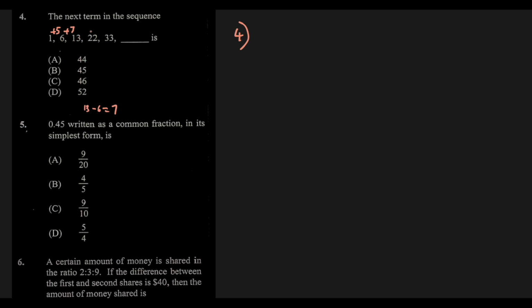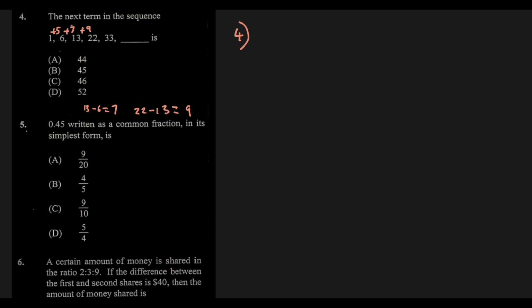Now 13 plus what would give me 22? So I need to figure out what's the space here. 22 take away 13 is equal to 9. So that means I had to add 9 here. Now we could kind of see where this is going. I suspect that if we are adding 5, then 7, then 9, notice what's happening.